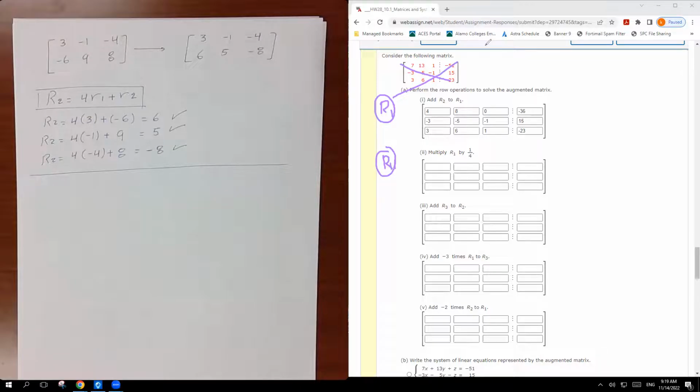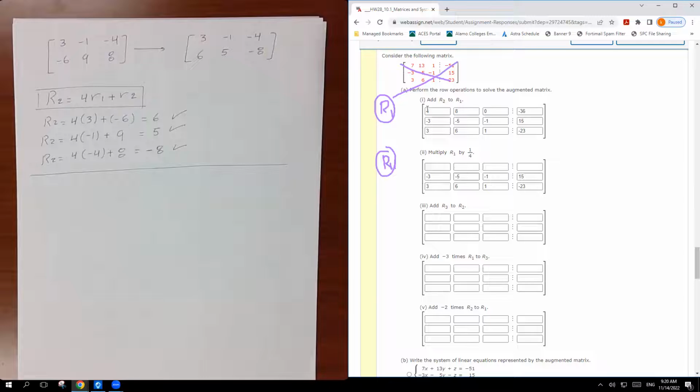So R2 is going to be the same, -3, -5, -1, and 15. And R3 is going to be 3, 6, 3 and 6 and negative 1, negative 23. Because again, we're gonna get a new R1 by multiplying R1, the old one, by 1/4.